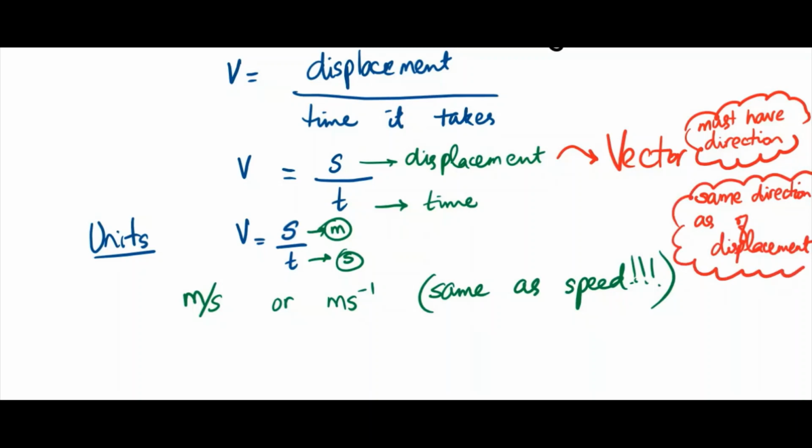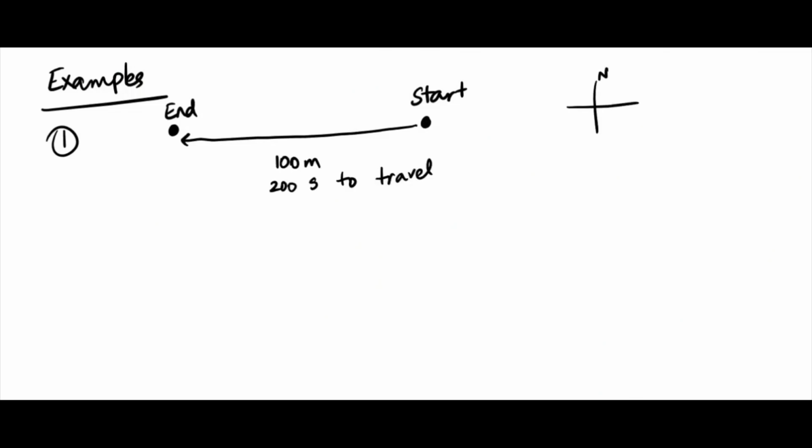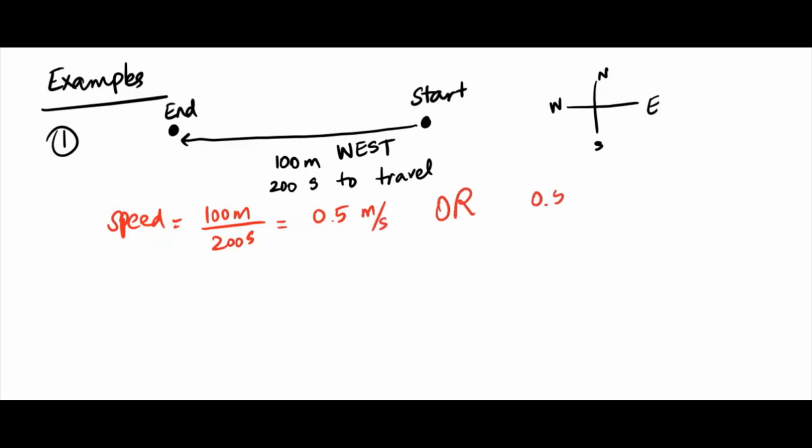Let's do some examples. Let's say an object moved from, let's label that the start point, towards the end point, traveled 100 meters to the west, and it took 200 seconds to travel. If we want to find the speed, we take 100 meters divided by 200 seconds, which is equal to 0.5 meters per second, or you can write it as 0.5 ms-1.